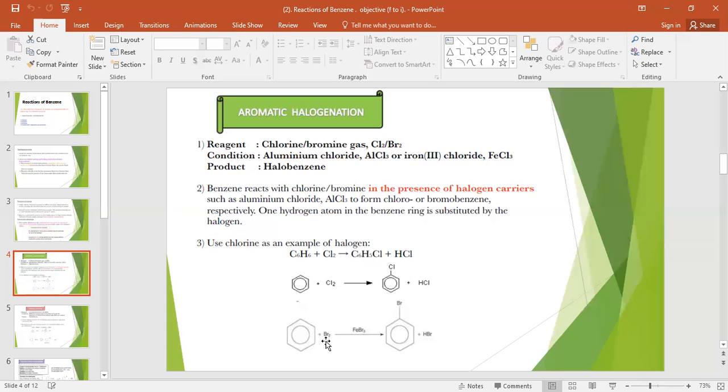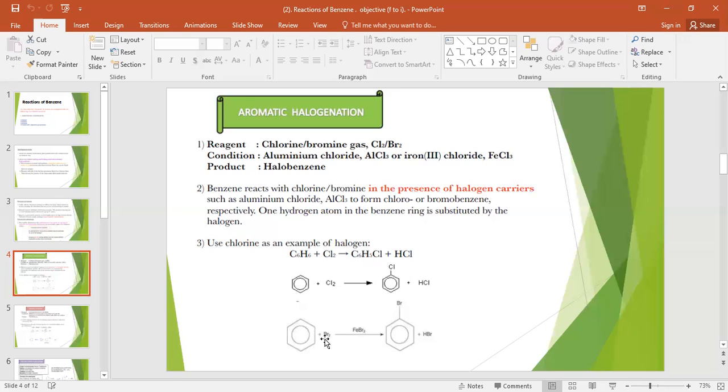Now the reaction with Br2 is the same. This electrophile will attack the ring. In the presence of FeBr3 here, and in the presence of AlCl3 there, these two act as catalysts, the condition required for this reaction, for chlorination and for bromination here. Because when we add bromine, we call it bromination.